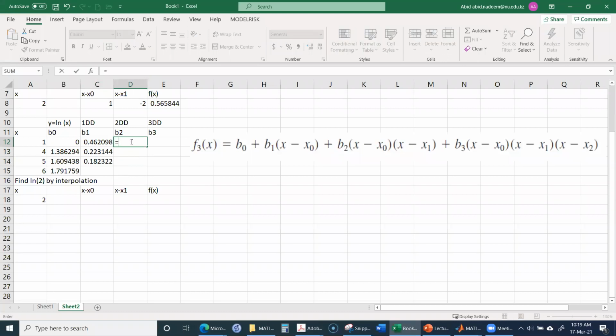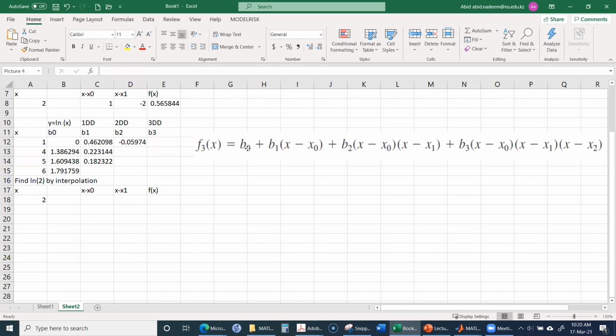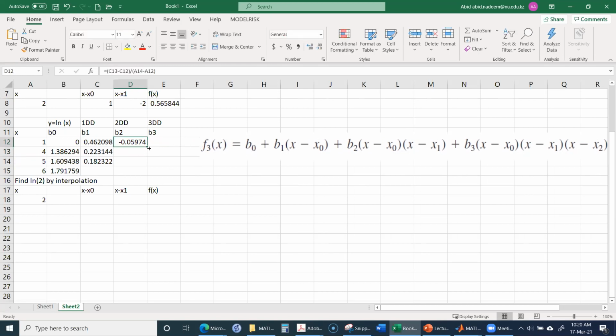Okay, the second divided difference is equal to the second of the first divided difference minus the first of the first divided difference, divided by x2 minus x1, and then bracket close. So it is this value. And then I will just drag it down. So it will be minus 0.003.